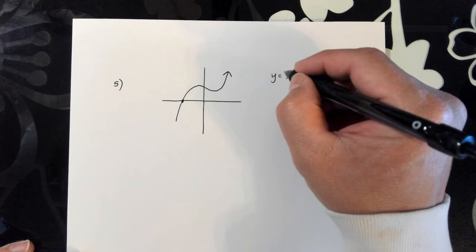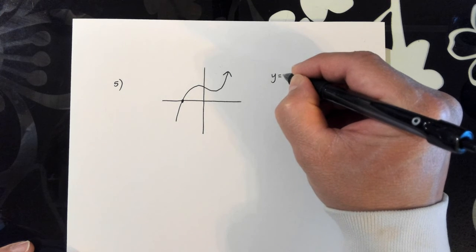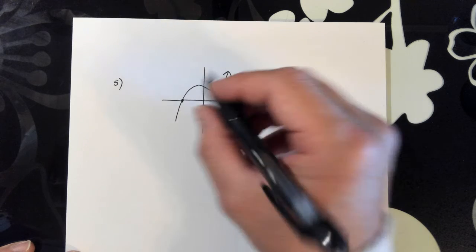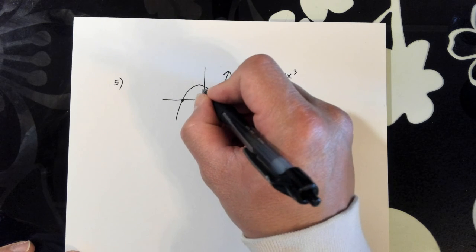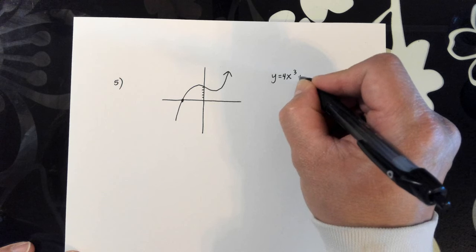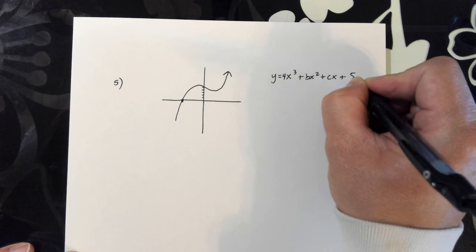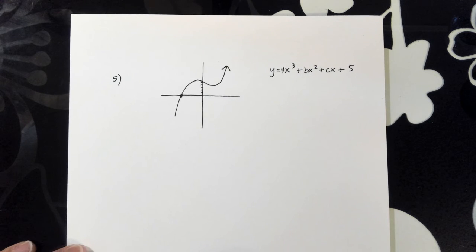Leading coefficient is positive. So pick a positive number, doesn't matter, as long as it's positive. We don't know the value of b, we don't know the value of c. We do know the y-intercept is positive 5.